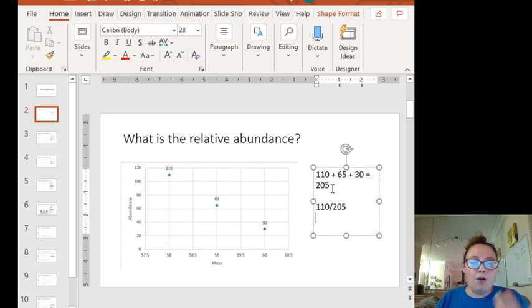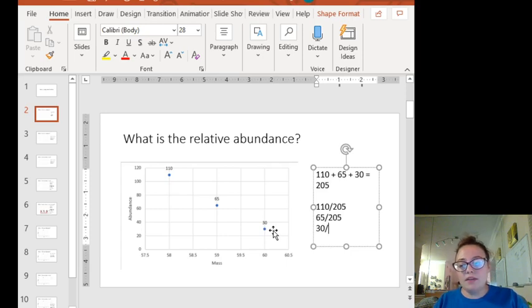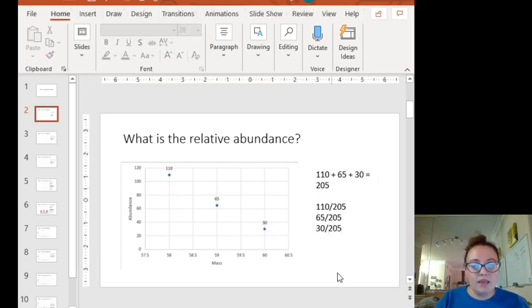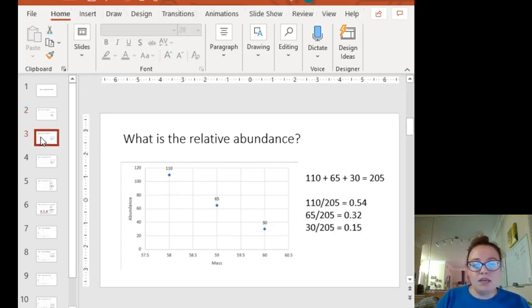On my next part, we have this value of 65. We're going to divide it by the total, 205. And then the third one, we have this abundance value of 30. And again, we'll divide that by 205. And so we can use this either as a fraction or a decimal. However you want to plug it into the calculator is completely up to you.